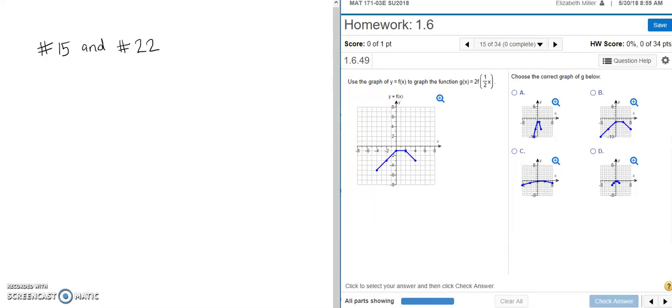Hello guys, today we're going to look at a couple of examples from section 1.6. We're going to look at number 15 and number 22.